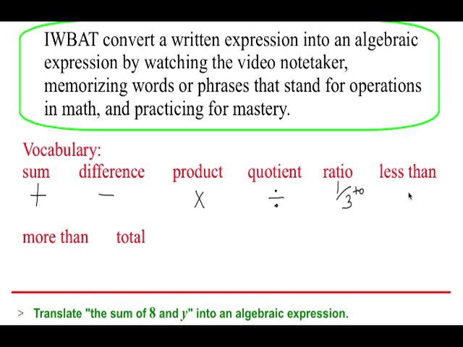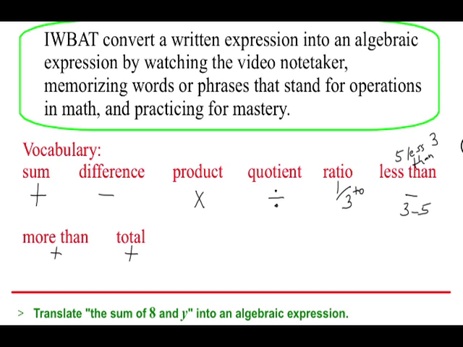Less than means subtraction, but in the opposite direction. So if I say 5 less than 3, that means I'm taking 5 from the 3. So 3 minus 5. So it's a little different than your difference or minus problem. More than means, again, addition, and total means addition.